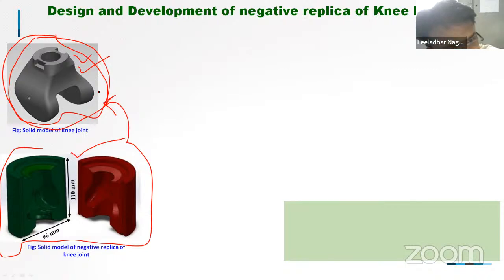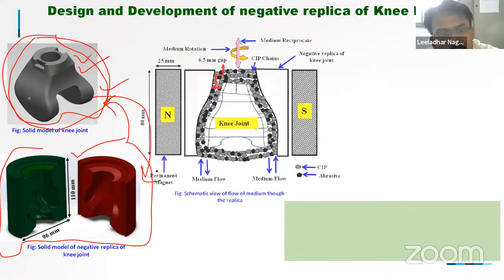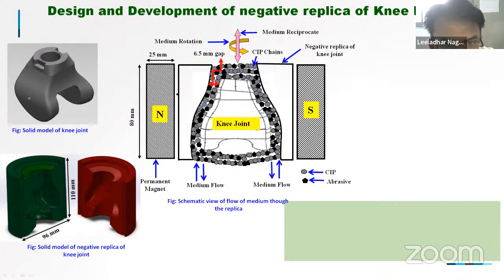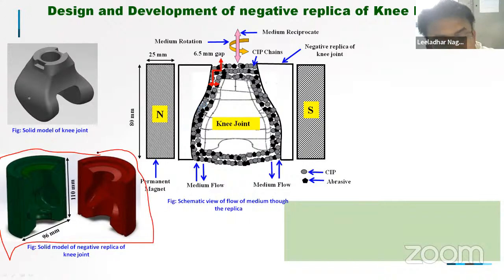So here we are talking particularly about this knee joint. With the help of reverse engineering, we have come up with this particular prototype, this particular design, and this is the schematic view. This developed design would be helpful for finishing the knee joints. So we have maintained this particular gap. Here these will be my magnets.